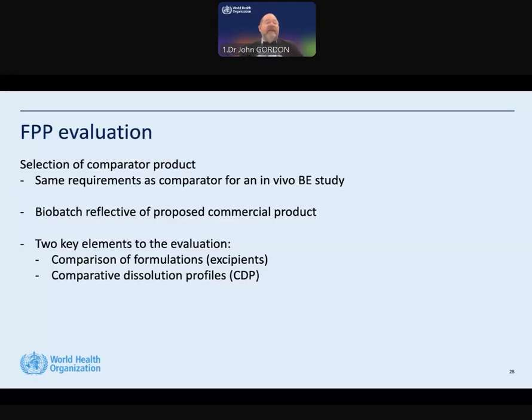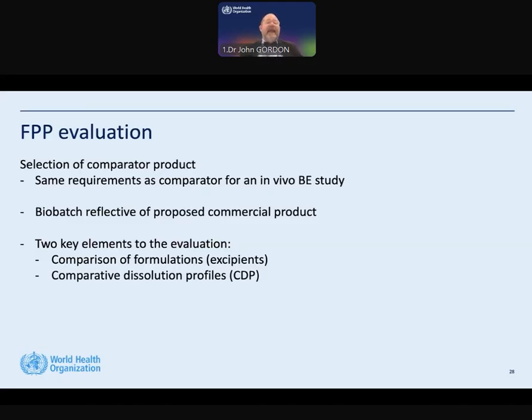And of course, the bio batch, the batch of the proposed product that's going to be used for the purpose of the FPP evaluation within the Biowaiver, should be reflective of the proposed commercial batch, just like the bio batch that would be used in a BE study needs to be reflective of the proposed commercial product. So those principles are the same, whether you're looking at a BE study or you're looking at a BCS-based Biowaiver.